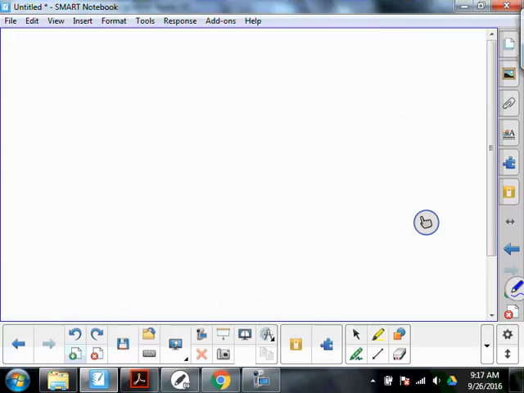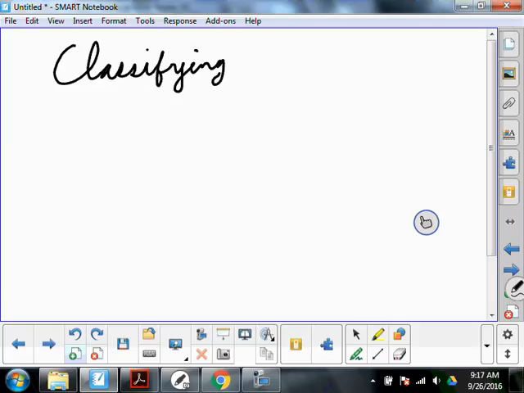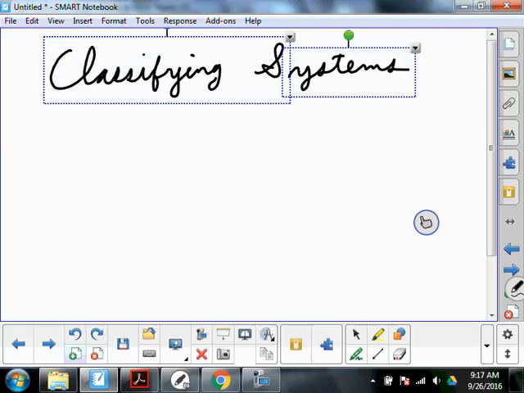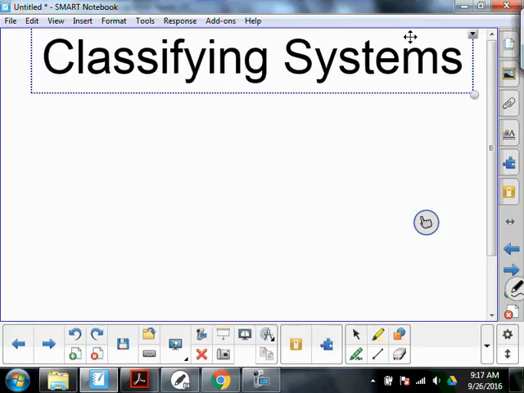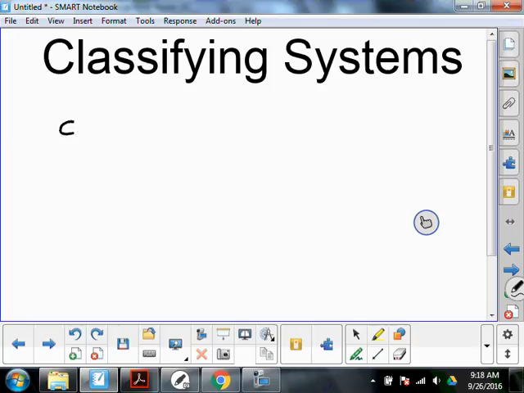So there's one final bit of writing that we need to talk about, and that's classifying systems. I'm going to use some cursive. Classifying systems. My cursive S's look like ampersands to me. I don't know why. Classifying systems. Here we go. So there's basically two, but there's three categories.